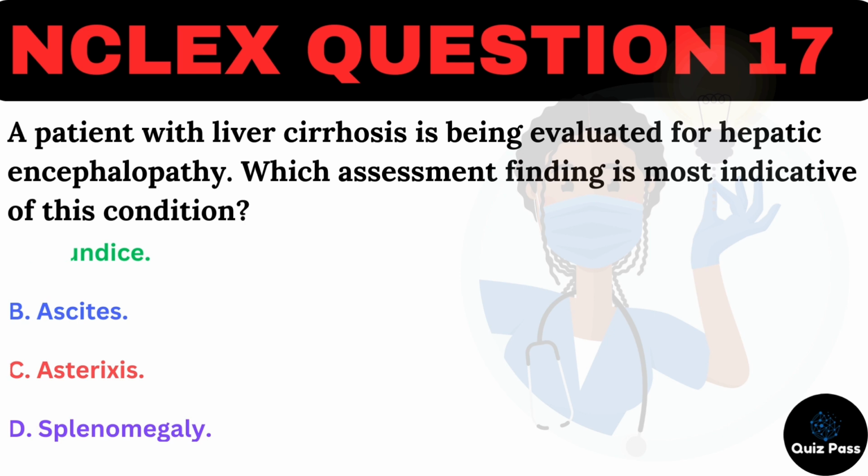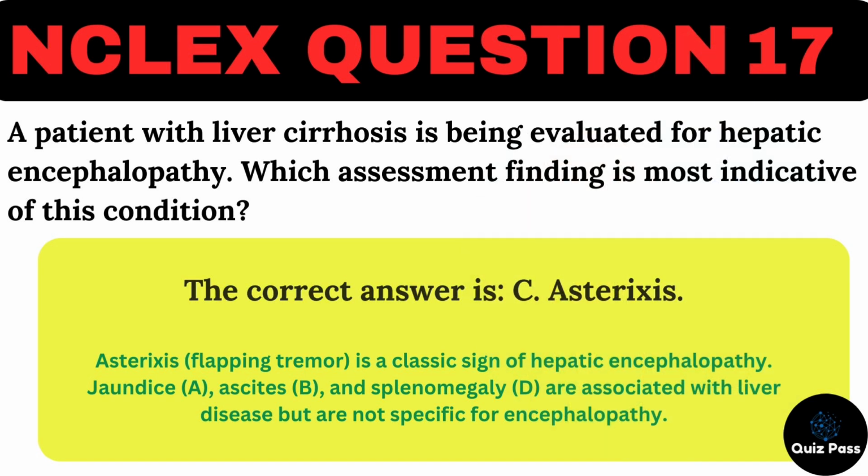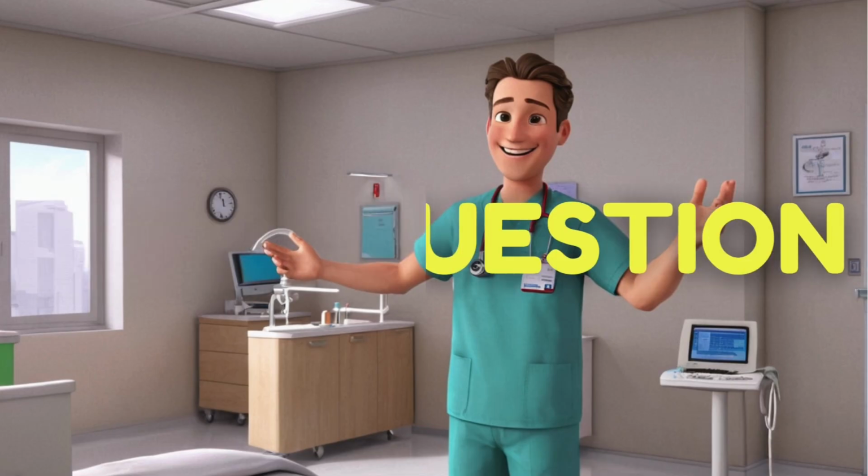The correct answer is C. Asterixis. Asterixis, flapping tremor, is a classic sign of hepatic encephalopathy. Jaundice, A, ascites, B, and splenomegaly, D, are associated with liver disease, but are not specific for encephalopathy.